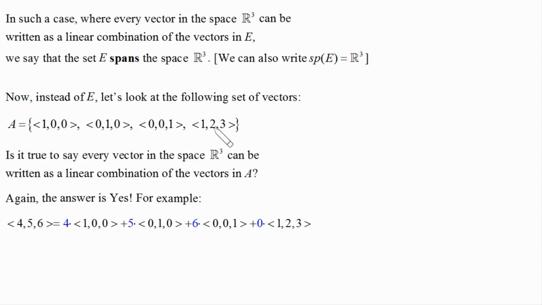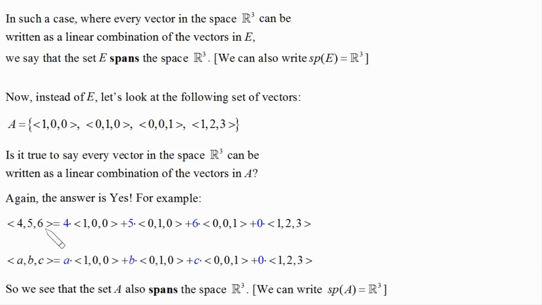Turns out that throwing in extra vectors into a spanning set is not going to hurt, because I can always, well, you'll see from the example. If I take the same vector I took before in the example, 4, 5, 6, we had 4 times this, 5 times this, 6 times this. Now we have this new vector. I can just put 0 in front of it, which shows that adding an extra vector or more than one doesn't hurt the property, because I can always put zeros in front of the extra ones. And just like before, instead of 4, 5, 6, I could generalize it to A, B, C. And so you see that the set A also spans R3, and we can write that the span of A is R3.